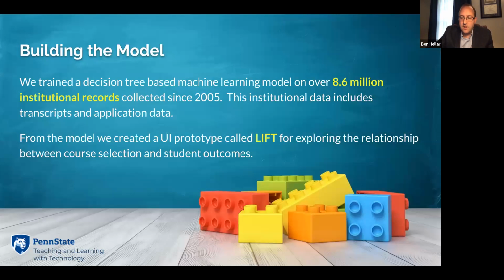In order to build the model, we trained a decision tree machine learning model over the 8.6 million institutional records that we've collected since 2005. These records include everything from transcripts to the university to application data. And through that data, we've then constructed a user experience that we call Lift that is designed for advisors to explore the relationship between a student's course selection and their potential outcomes.